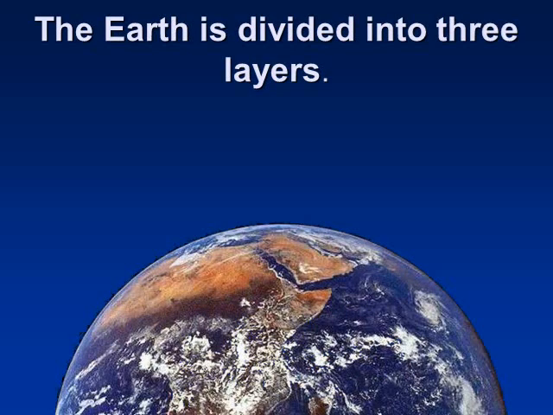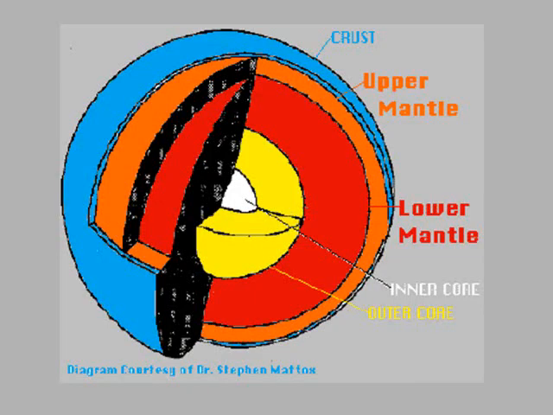The Earth is divided into 3 layers. Now let's see what are the 3 layers. So let's see this diagram. So, sa diagram, makikita natin na yung blue part, yun yung crust. Yung orange, yun yung mantle, which is the upper mantle, to be specific. Yung red naman is the lower mantle. Yung yellow is the outer core, and the white is the inner core.